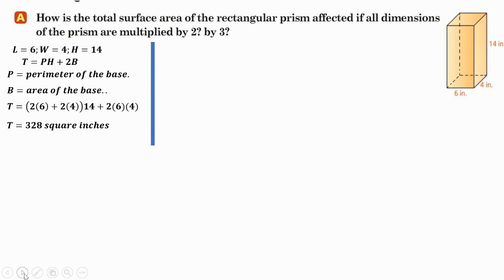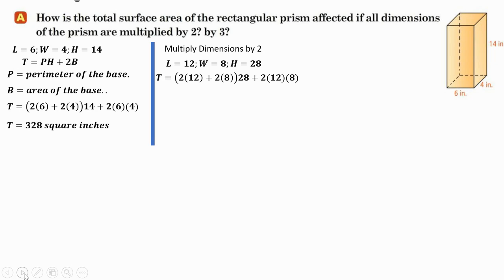Now, if we want to change the dimensions by multiplying by 2, then the new length, width, and height will be 12, 8, and 28. So all we did was simply multiply 6 times 2, which is 12, 4 times 2 is 8, and 14 times 2 is 28. Then we recalculate the surface area. When you recalculate the surface area, you get that the surface area is 1,312 square inches.